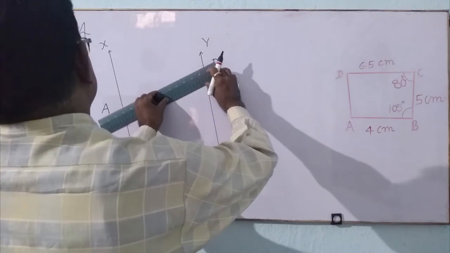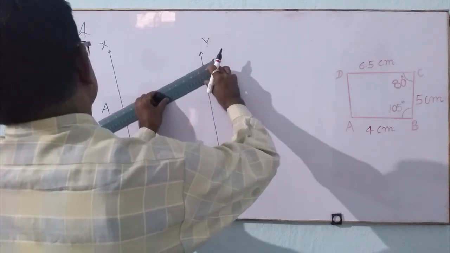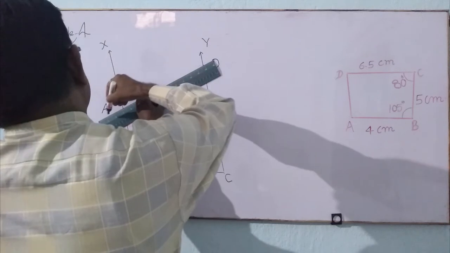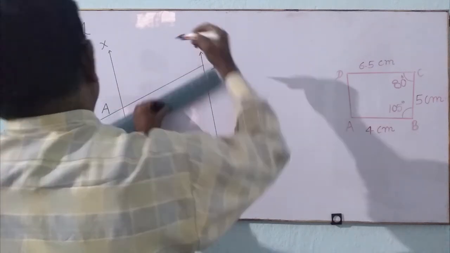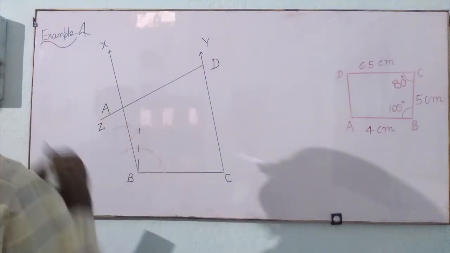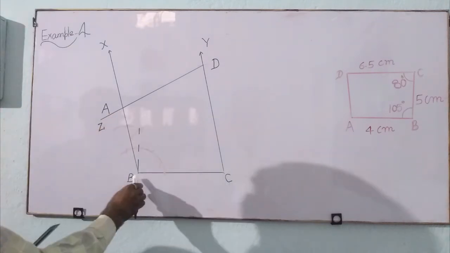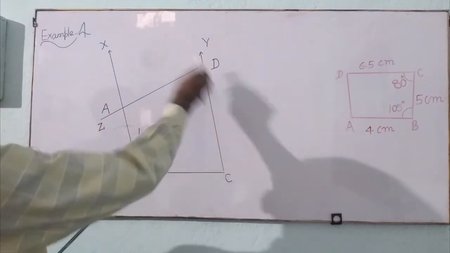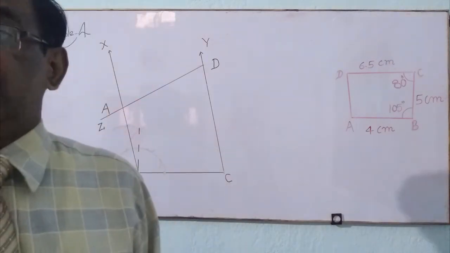Now join the points A to D. Now the quadrilateral ABCD is the required quadrilateral.